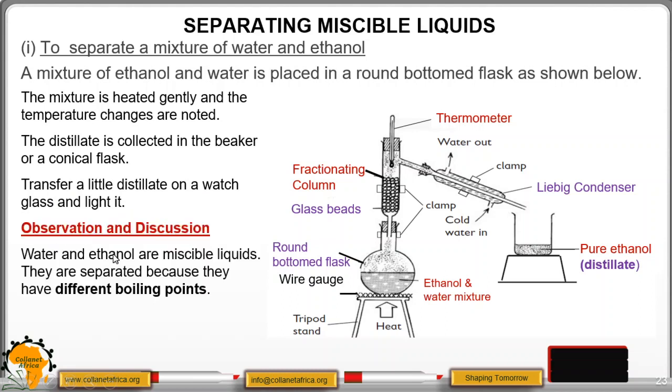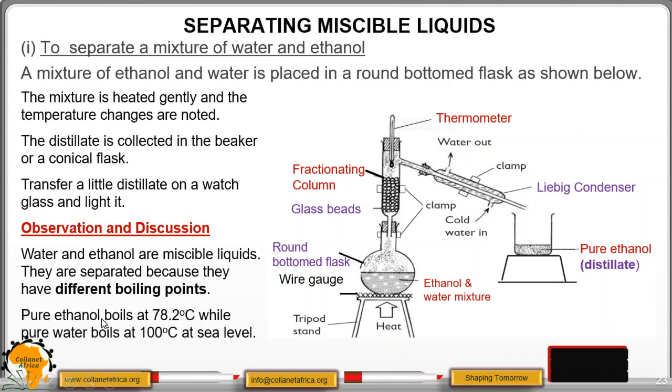Observation and discussion. Water and ethanol are miscible liquids. They are separated because they have different boiling points. So we apply the boiling points when we have miscible liquids. Pure ethanol boils at 78.2 degrees Celsius, while pure water boils at 100 degrees Celsius at sea level.